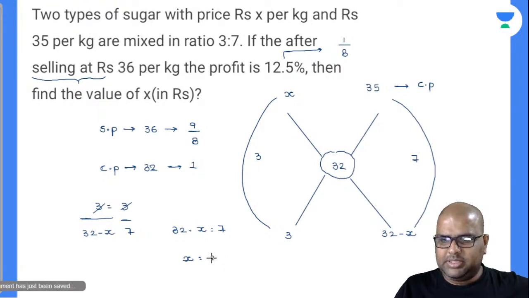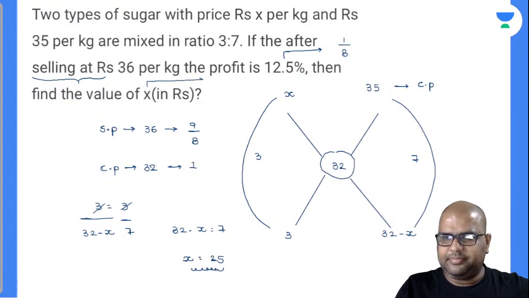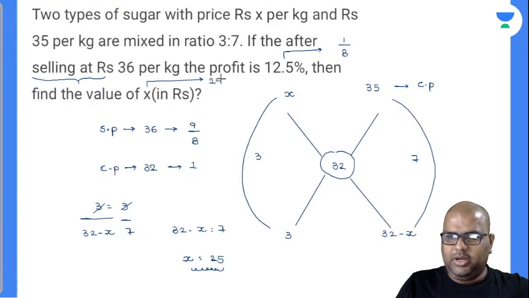That's it, right? By alligation rule, you can solve it easily without writing any equations there. Your X value is 25. I hope you got my logic there.